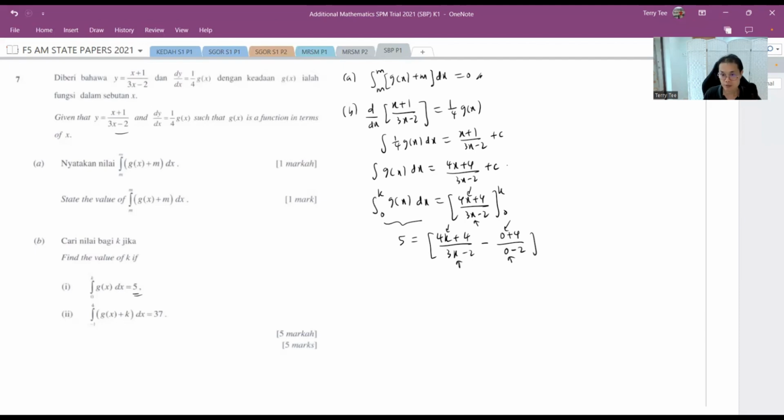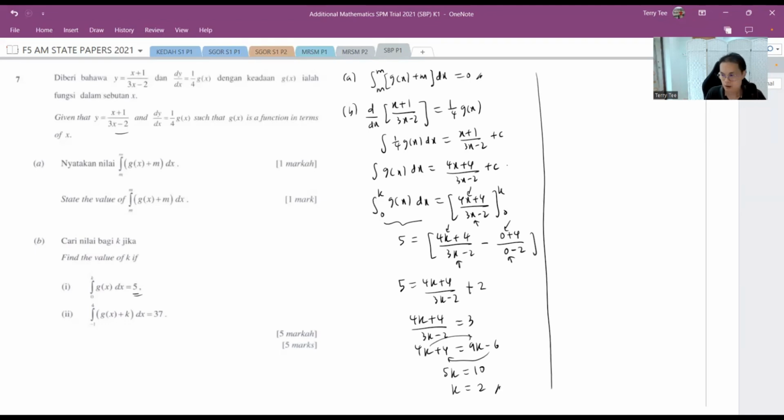Okay, so let's simplify further. This is 5. Now, the 4k plus 4, I'll leave it first. 3k minus 2, I'll leave it. This is 4 over 2, which is negative 2. There's another negative, so it is going to give us a plus 2. So bring the 2 to the left-hand side. 5 minus 2 is 3. So I write 4k plus 4, 3k minus 2 equals 3. Multiply over 4k plus 4 is 9k minus 6. Bring over, 9 minus 4 is now 5, 4 plus 6 is now 10. My k is 2. Okay, it's quite long.